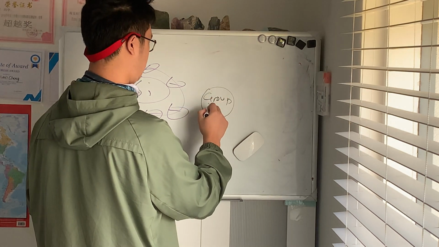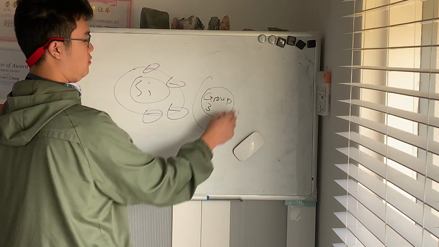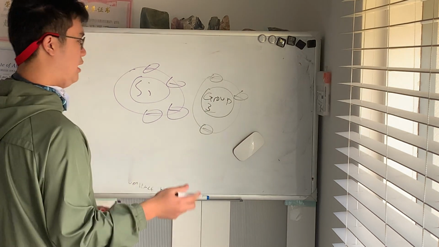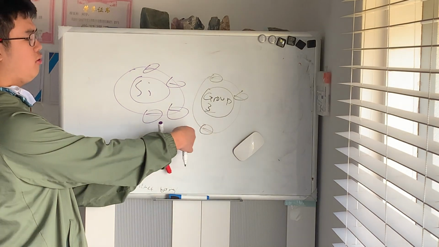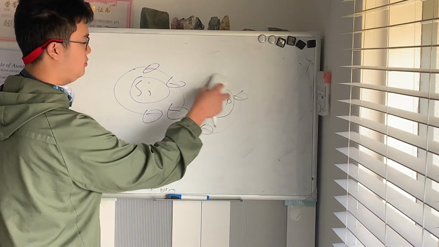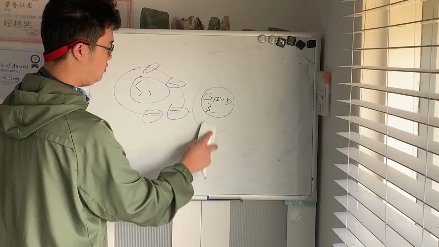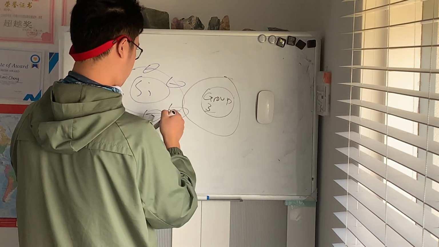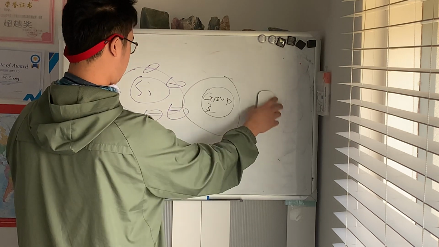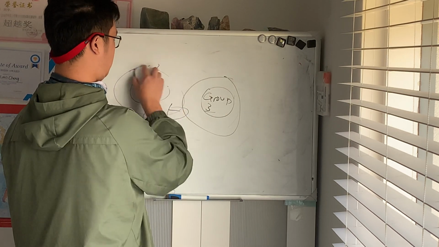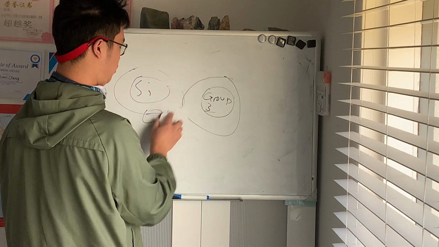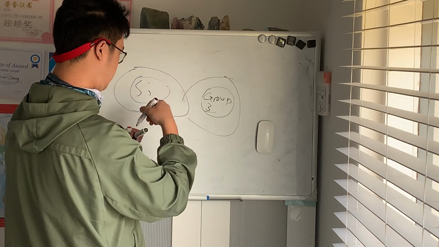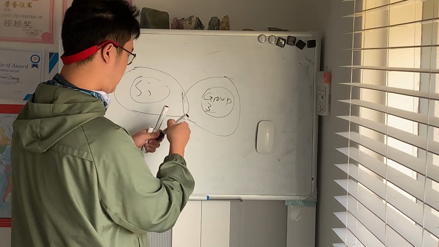Any group 3 element will be fine, because group 3 has 3 outer shell electrons. And they will actually form a covalent bond as well, just like these. And then the electrons from the silicon and the electrons from the group 3 element are shared, which means it becomes something like this.